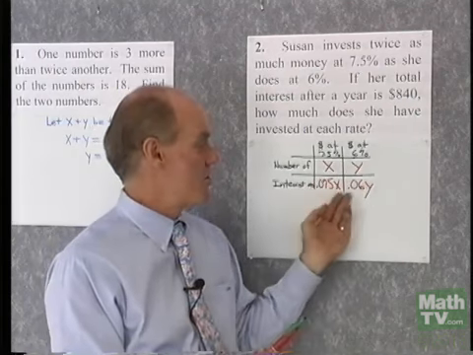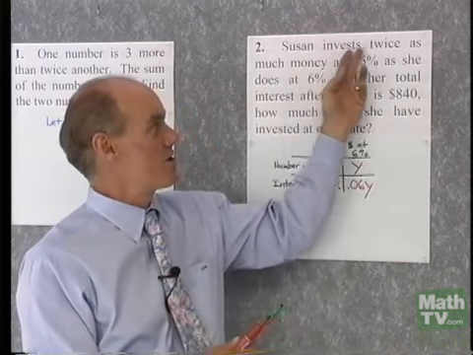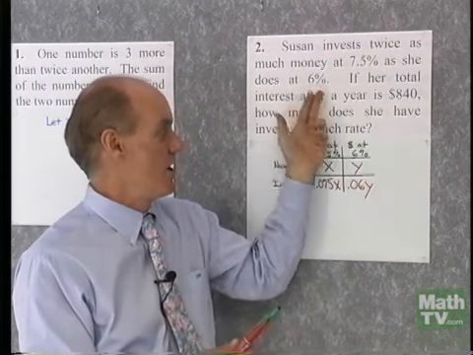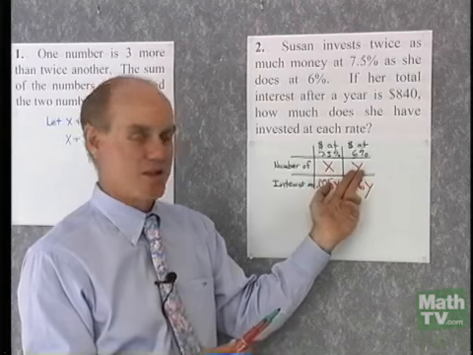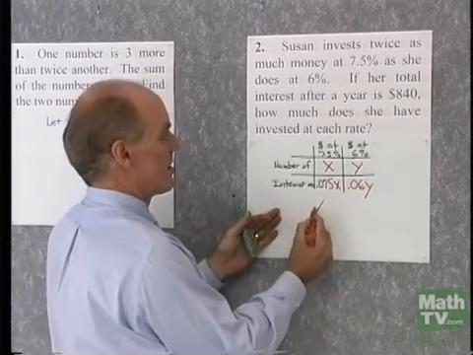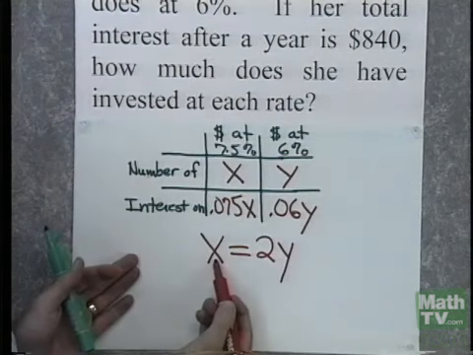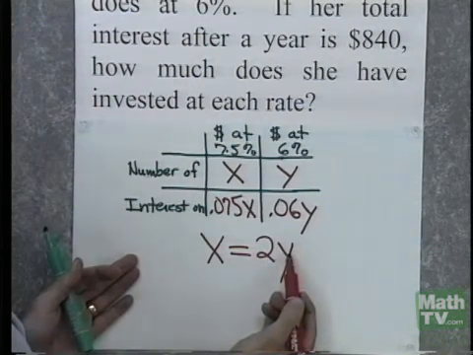Now, what's the relationship between x and y? Well, what it says up here is that Susan invests twice as much money at 7.5% as she does at 6%. So the dollars over here at 7.5% are twice as large as the dollars over here. So that's going to tell me that x is equal to 2y. The number of dollars at 7.5% is twice the number of dollars invested at 6%.